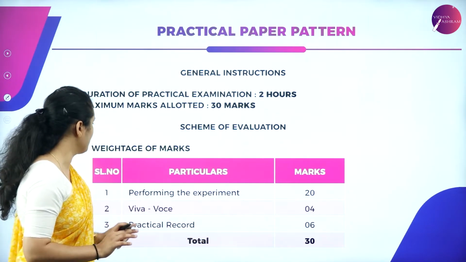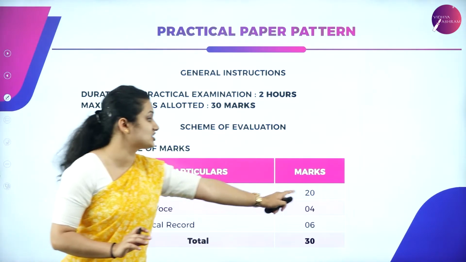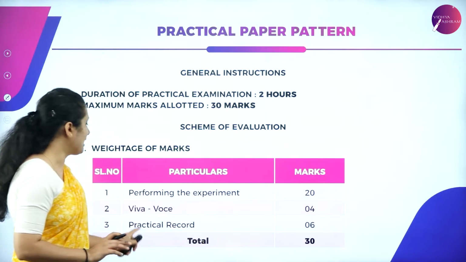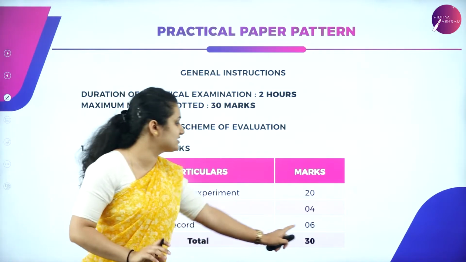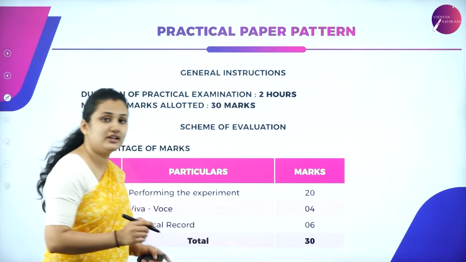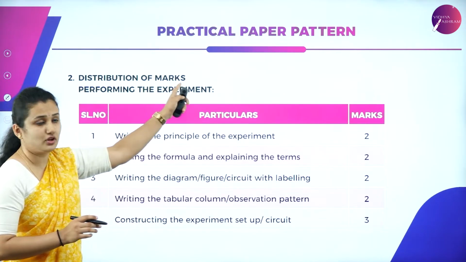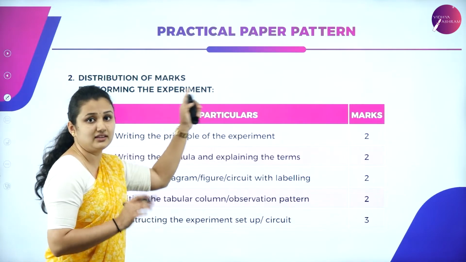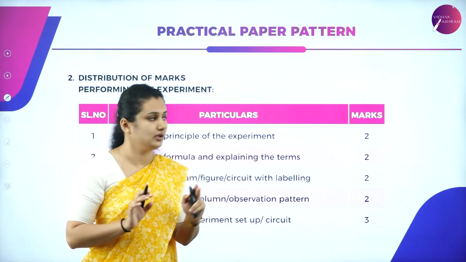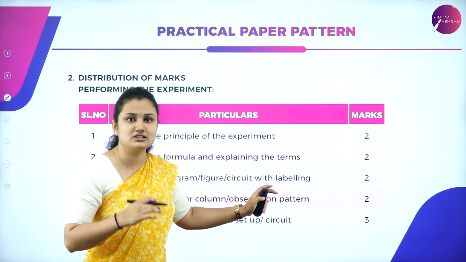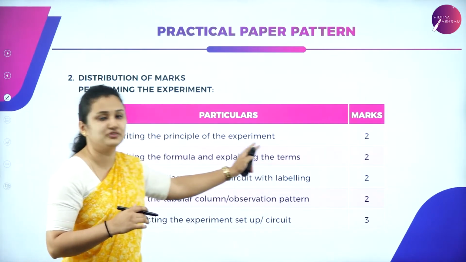First, look at the weightage of marks. Performing the experiment has 20 marks. Viva Voce has 4 marks. Practical record, so your record contains 6 marks. So the total is 30 marks, where you can see the distribution of marks. Performing the experiment, how the 20 marks is divided. First you'll write the principle of the experiment. Say I have got Newton's law of cooling, I'll write what is the aim of the experiment.